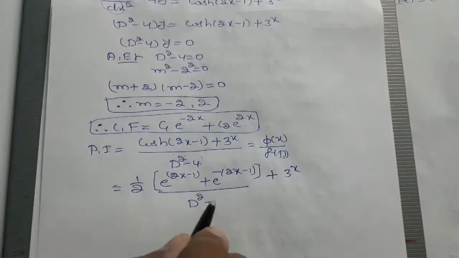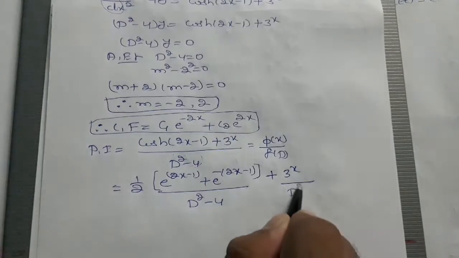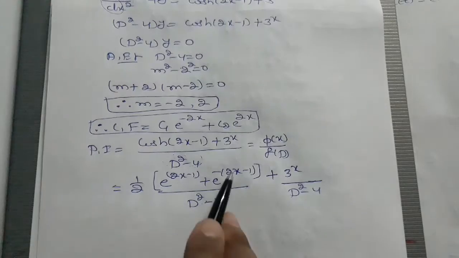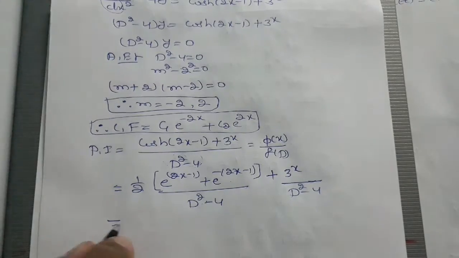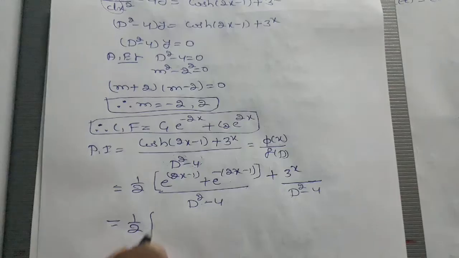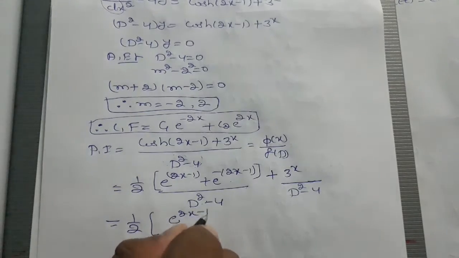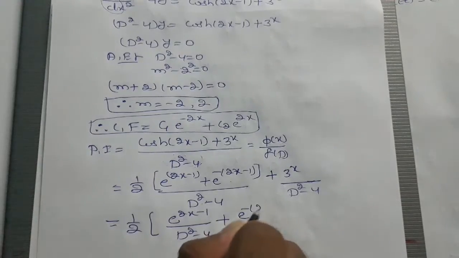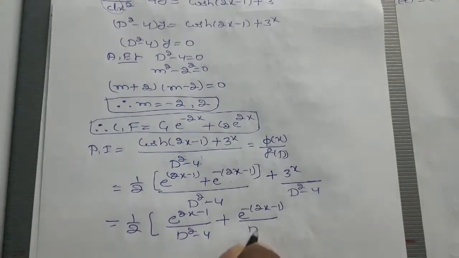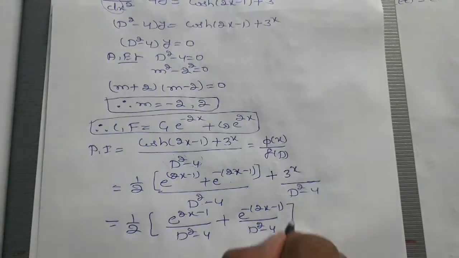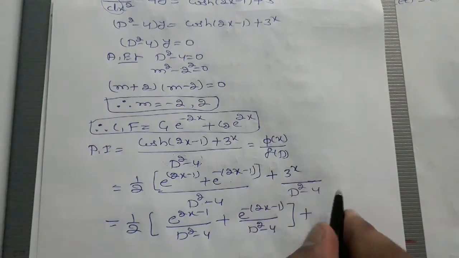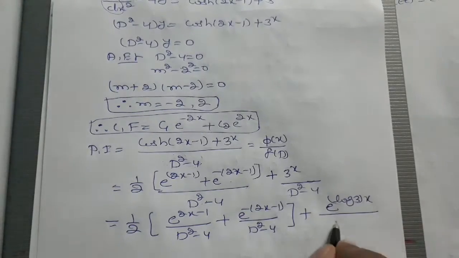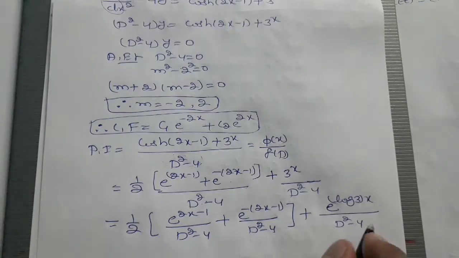D square minus 4 divided by D square minus 4. Again I am applying here the a plus b by c form, a by c and b by c. So we can write this one as half into e to the power of 2x minus 1 divided by D square minus 4, plus e to the power of minus of 2x minus 1 divided by D square minus 4, plus 3 to the power of x, which I am writing as e to the power of log of 3 into x, divided by D square minus 4.